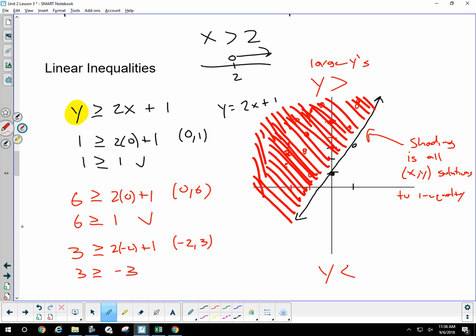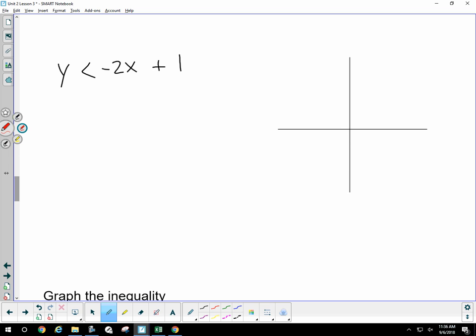Okay, let's look at something like this when we have y is less than negative 2x plus 1. So it's a little bit different. I can plot the point 0, 1. I can apply the slope to get the point 1, negative 1. I have my line, but I'm going to hold off on that one, okay? Because let's check. Does the point 0, 1 work in this inequality? Notice it's just y is less than. Well, if I plug in 1, I get 1 is less than negative 2 times 0 plus 1. Is 1 less than 1?